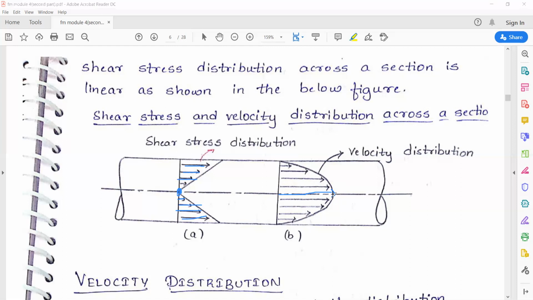Toward the surface, velocity decreases because shear stress is more. In the sense, resistance to the flow of fluid is more towards the surface. So that's why velocity decreases towards the surface, or velocity increases towards the center, and the fluid flows with maximum velocity at the center. So this is the shear stress profile, and this is the velocity profile.